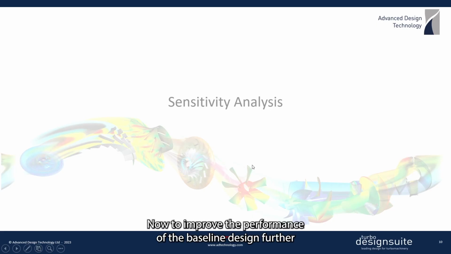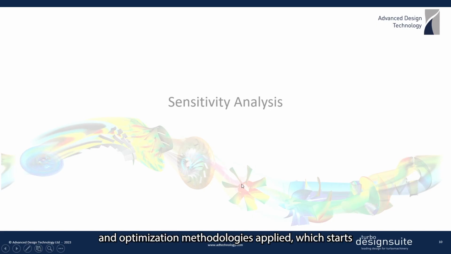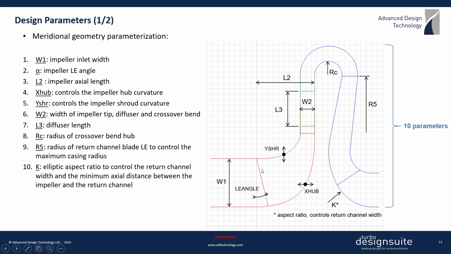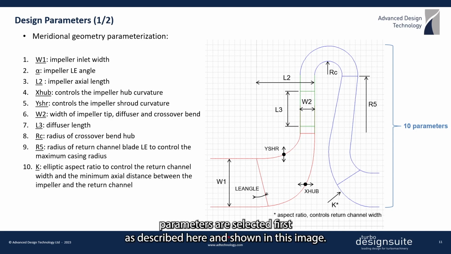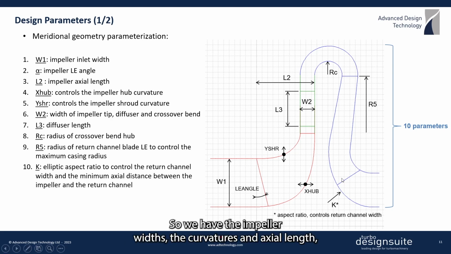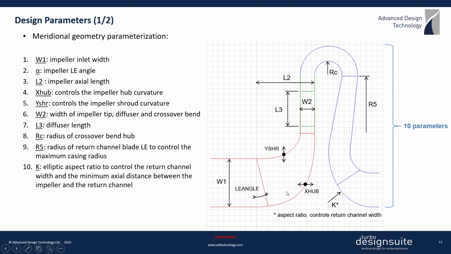Now, to improve the performance of the baseline design further, an optimization methodology is applied, which starts with a sensitivity study on the design parameters. So, for the design parameters, 10 meridional geometry parameters are selected first, as described here and shown in this image. So, we have the impeller widths, the curvatures and axial length, and the radius of the crossover bend, and some other parameters that control the maximum casing size, the axial distance, and the return channel curvature.